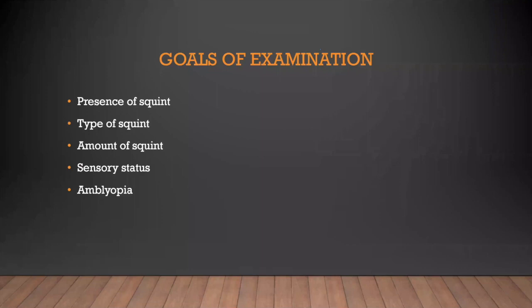Then you look at the sensory status. What does sensory status mean? Normally we have two eyes viewing together, which means we have a binocular single vision. That is what we normally have. Now, when there is a squint, you can have a disruption in this binocular vision because one eye is looking straight and another eye is not looking straight. So this sensory status can be of different types, which we will discuss later. And that is what we want to establish. And that's what's going to give us the final treatment plan.